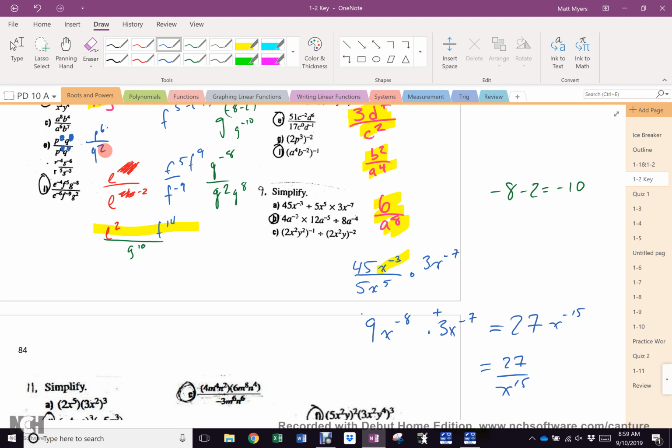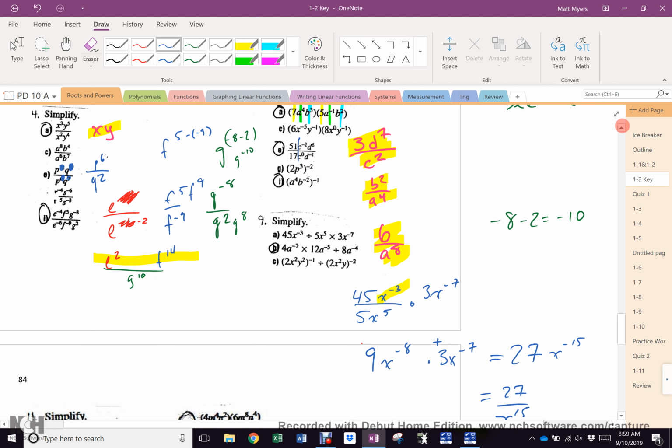I just did 8e. Oh, no. That was 7e. 8e is right here. Numbers with numbers. 51 divided by 17 is 3. Negative 2 minus 0 is negative 2, so the 2 has to go down to the denominator. And 6 minus 1 is 6 to the 7th. Is d to the 7th, so it stays up there.